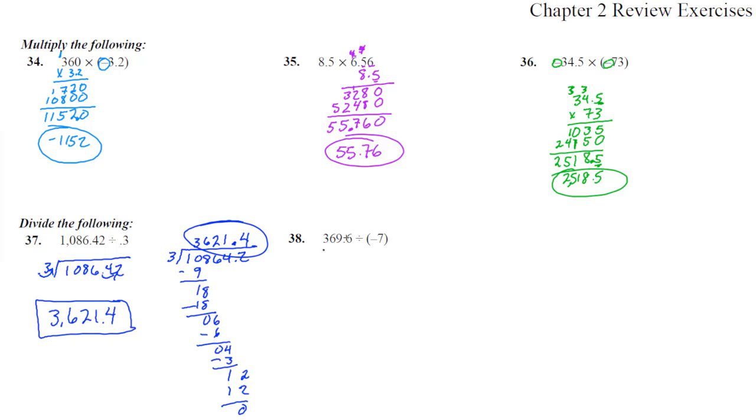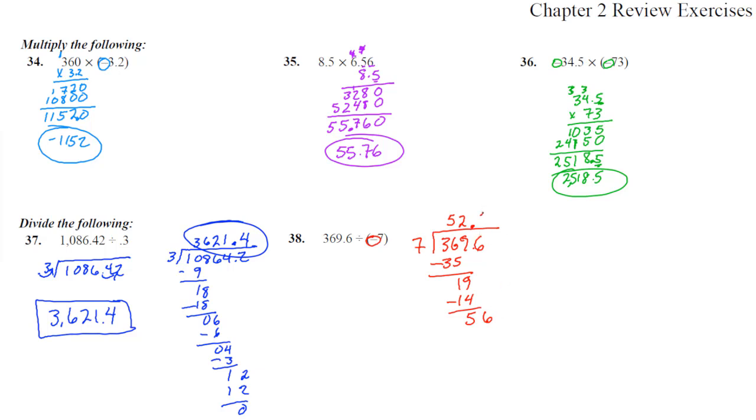Okay, then 369.6 divided by -7. Watch out for that negative sign. So we're going to do 369.6 divided by 7. And just remember that our answer is going to end up being negative. So 7 goes into 36 5 times. 5 times 7 is 35. Subtract, and we get 1. Drop down the 9. 7 goes into 19 twice. 2 7s are 14. 19 minus 14 is a 5. Drop down the 6. Put the decimal place in the right spot, straight above.